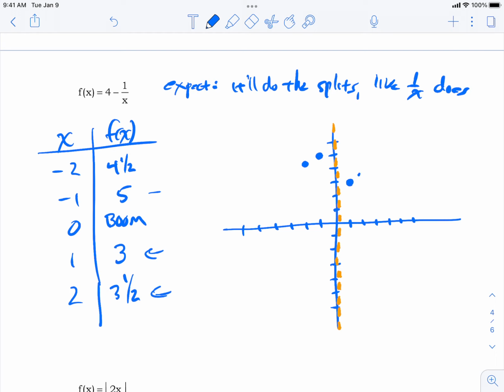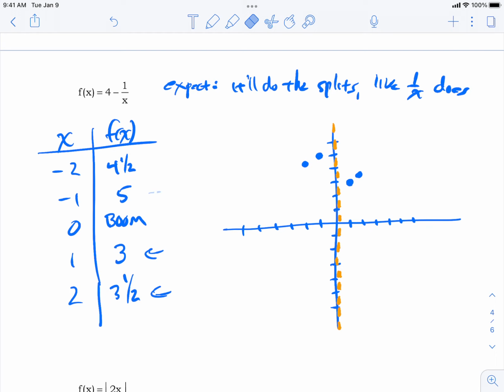What? Okay. Now I understand the 3 1/2. I was like, why is it going up? But anyway, here's why it's going up. It's because I'll bet you the horizontal asymptote's somewhere in there, and it's going to go something like this and something like this. See, having that expectation that it's going to do the splits helps quite a bit when you're trying to generate a graph.